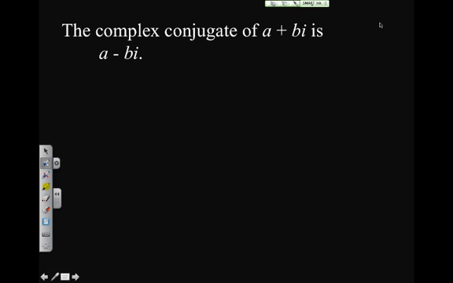Now, we talked about conjugates with radicals. We also have complex conjugates when we are dealing with imaginary numbers. The complex conjugate of a plus bi is a minus bi. Notice the only difference is this sign right here in front of the imaginary part gets changed. So if your original number was 3 minus 4i, the conjugate would be 3 plus 4i.